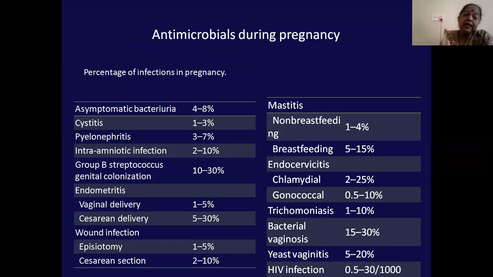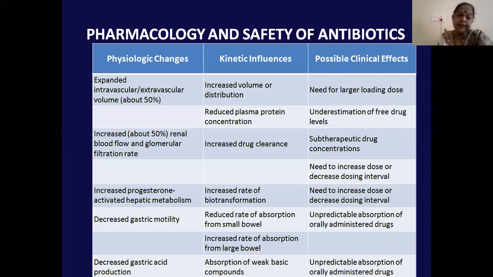So in general, where do we use antimicrobials in pregnancy? One is urinary tract infection, symptomatic bacteriuria, then infections like endometritis, post-cesarean wound infections, postnatally mastitis, any vaginal infections, any pneumonias. These are common causes of infections during pregnancy. So here also you should always remember the pharmacology and safety of antibiotics.